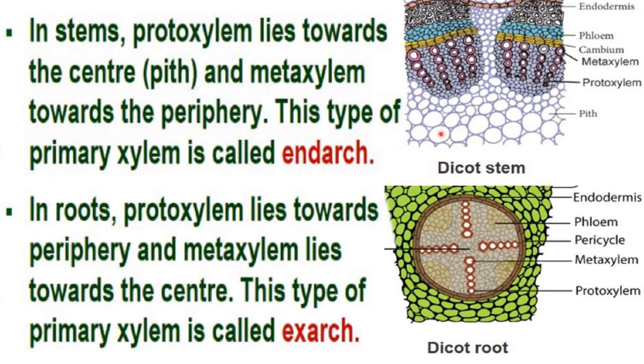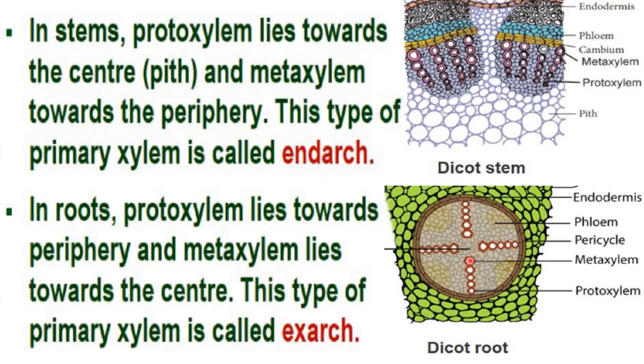Now a different type of arrangement is found in roots. What happens in roots? In roots, protoxylem lies towards the periphery and metaxylem lies towards the center. As you can see here, this is the transverse section of a dicot root. In the root, this is the central part, the pith part.